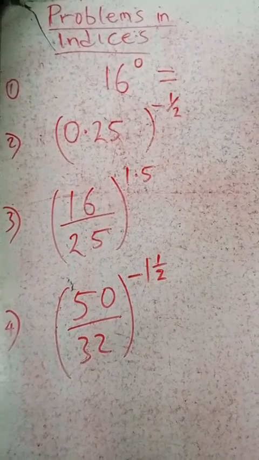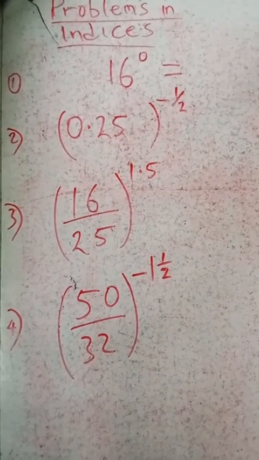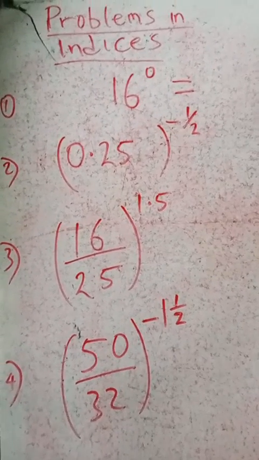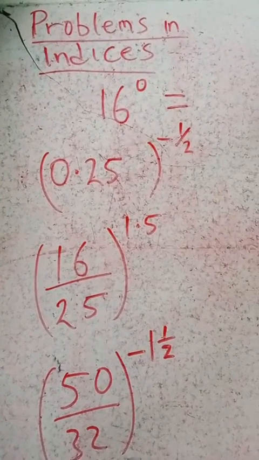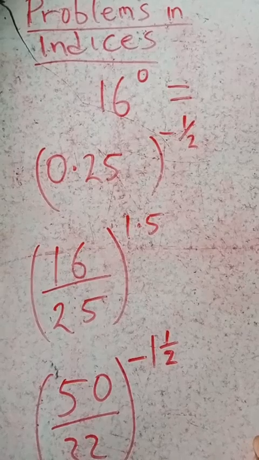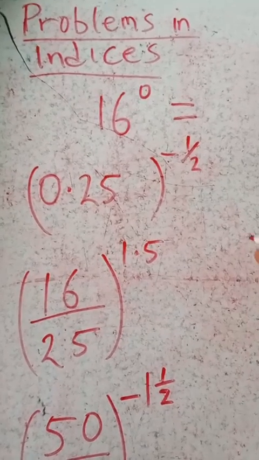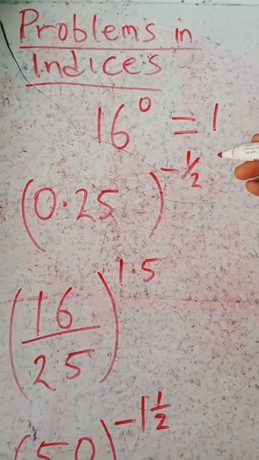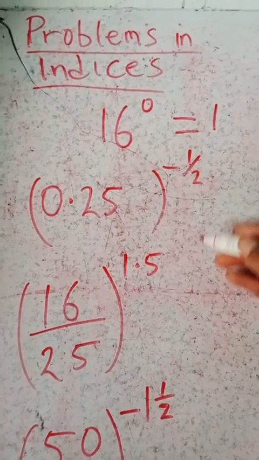So the first question says here, 16 raised to power 0. What is the answer? According to the laws of indices, it's called the zero index: whenever a number is raised to power 0, the answer is 1. There's nothing you can do about it. Anywhere you go, 1 is the answer. That's that.